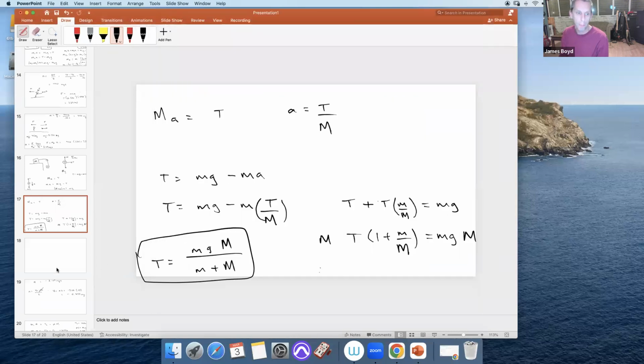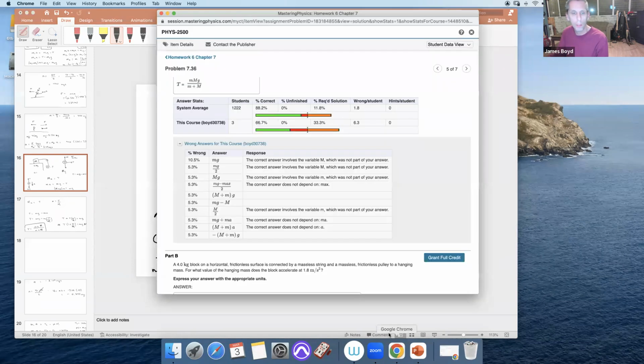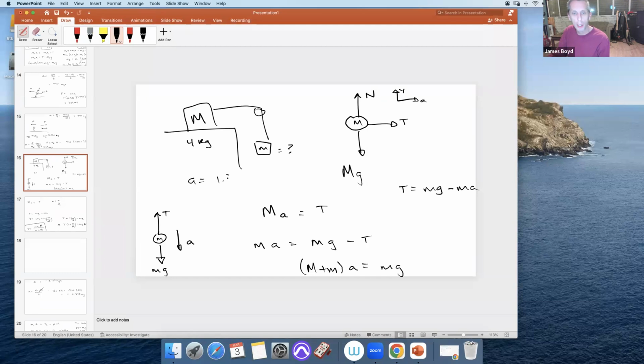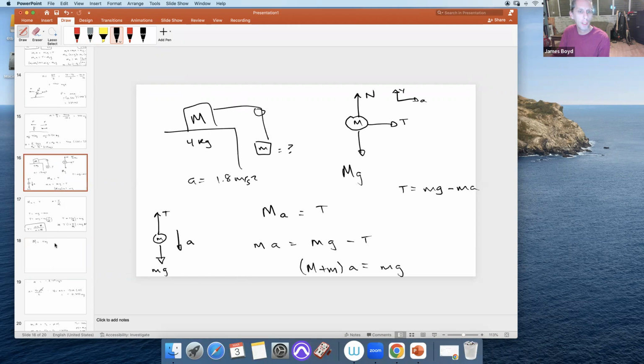So what this is saying is, if we go back to this, this one is 4 kilograms, and we want to know what mass this is if A is equal to 1.8 meters per second squared. So we want to find little m if big M is 4 kilograms and A is 1.8. So using what they found, if we back up a minute, sorry, big M was 4 kilograms, I think. That's how we do it, yeah.